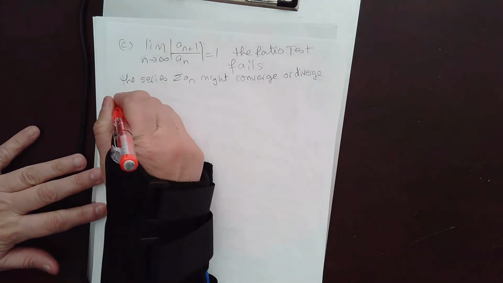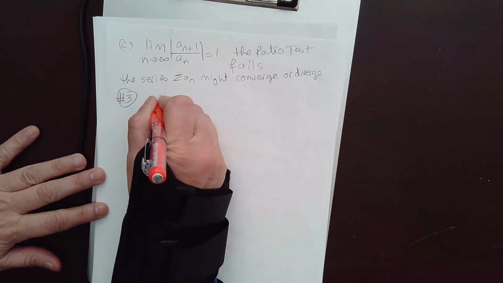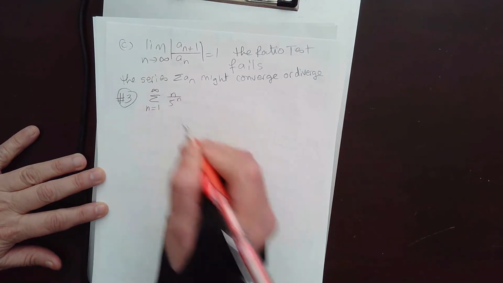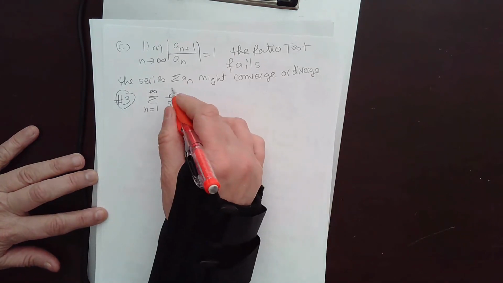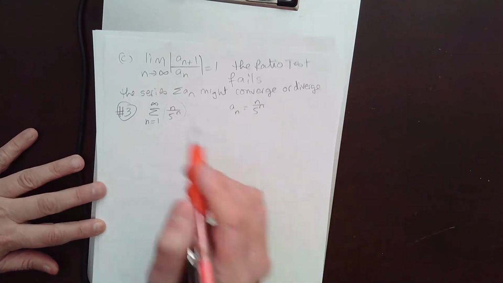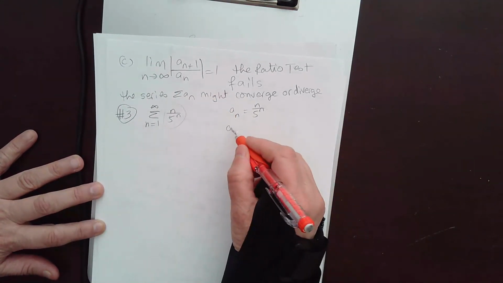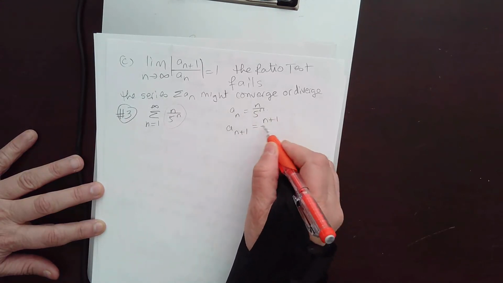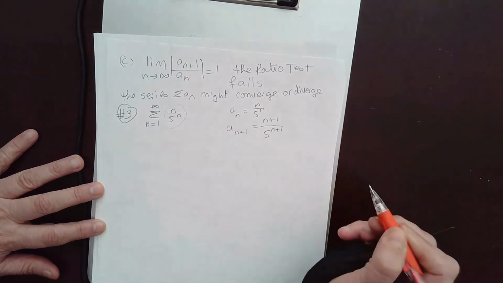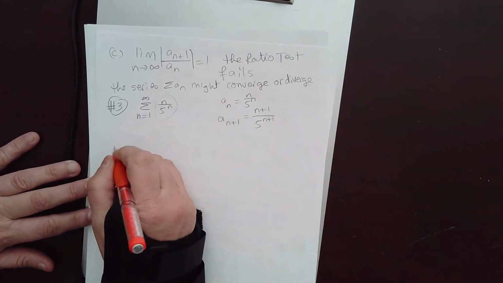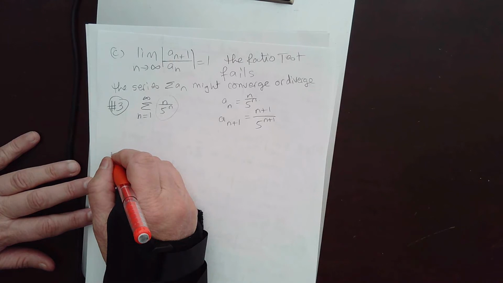Okay, so let's do number 3. In number 3, I have the sum of n over 5 to the n, going from 1 to infinity. Okay, so this is a_n right here. It's n over 5 to the n. We need to have the n plus 1, which is what? Replace n with n plus 1, and I got n plus 1 over 5 to the n plus 1. So using the ratio test, what do we do?